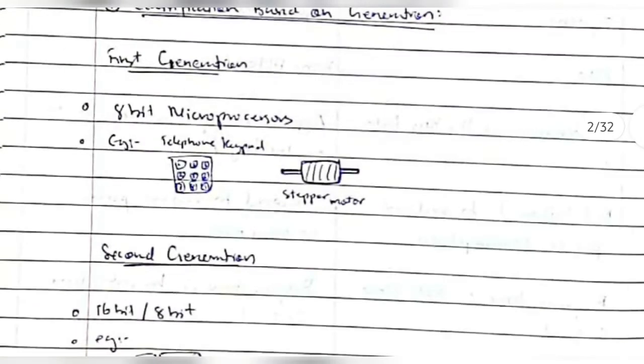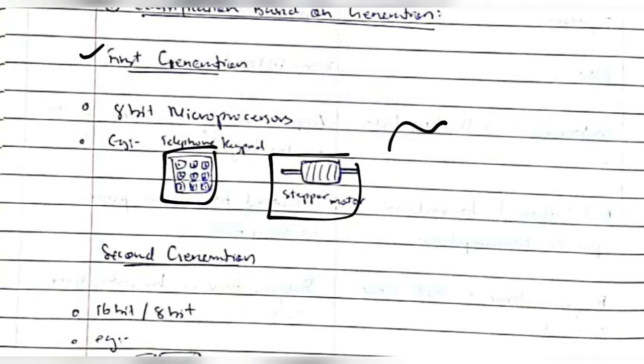Based on the generation, in the first generation there were no big microprocessors manufactured. The first one was the 8-bit microprocessor. They were used in small objects like telephone keypads and stepper motors. A stepper motor converts electronic data into mechanical motion, like lifting an object from one place to another. So these were used in small objects, the first generation microprocessors.